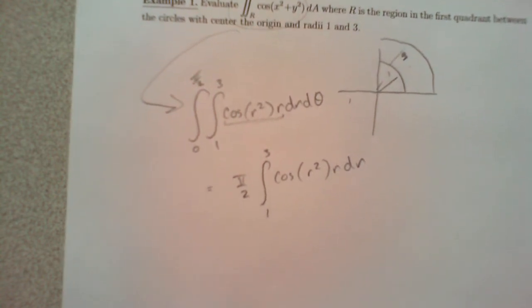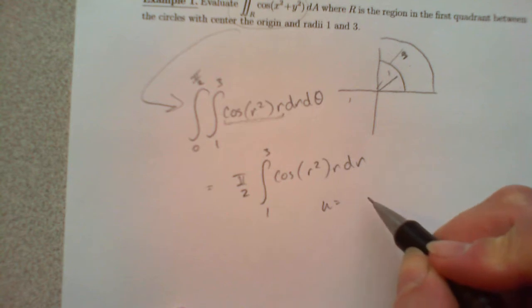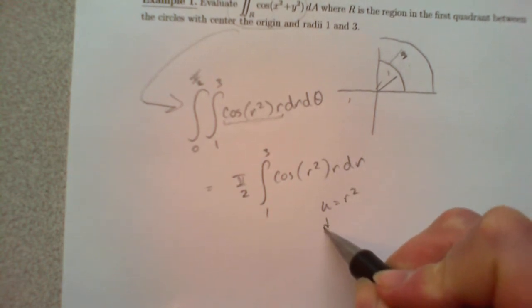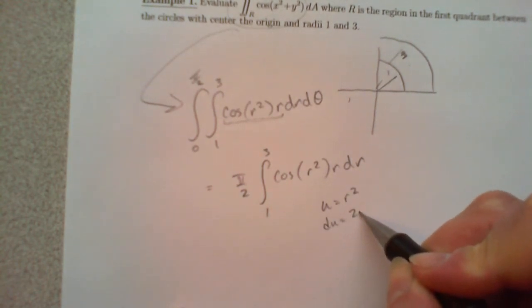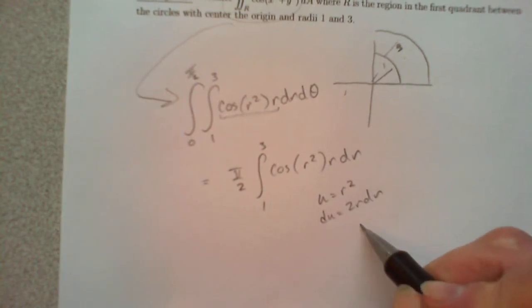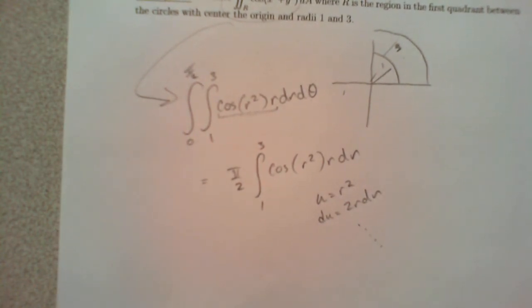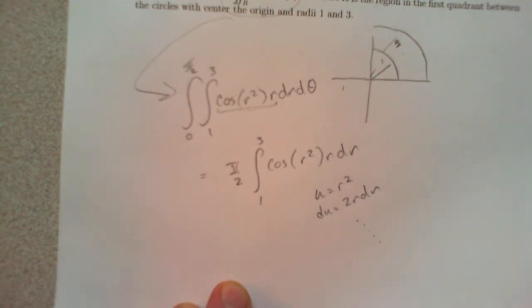Now you're just left with this simple Calc 1 integral, and you let u equal r squared. du is 2r dr, and you get out of it through there. Alright, let's look at another example.